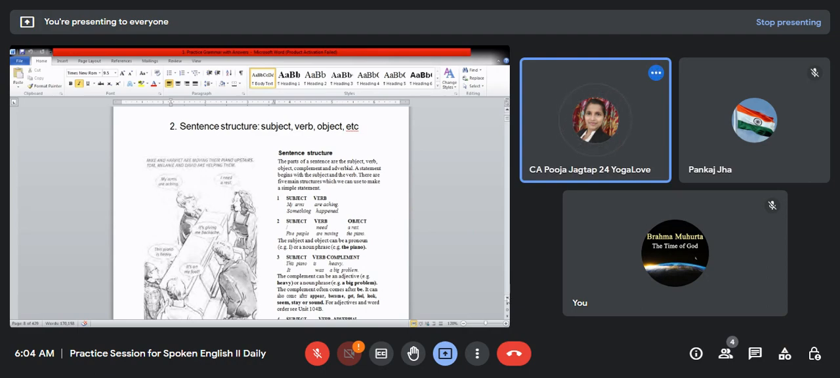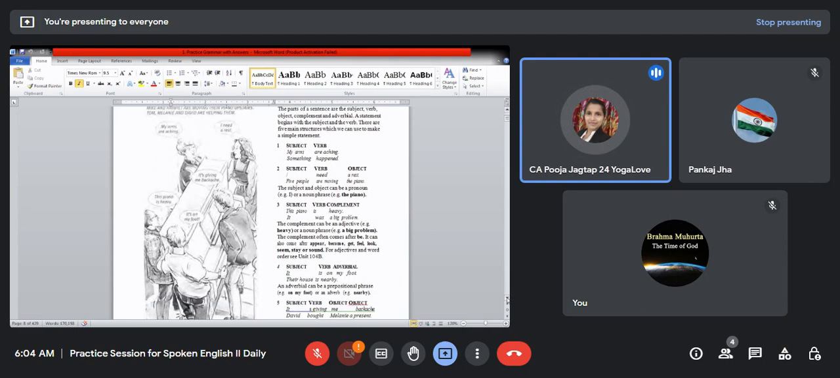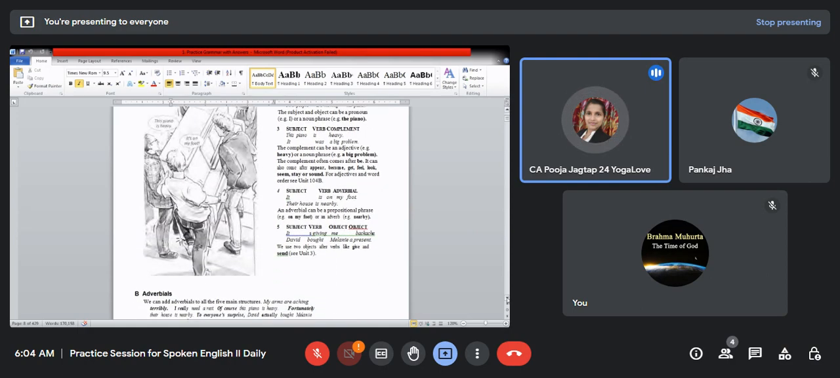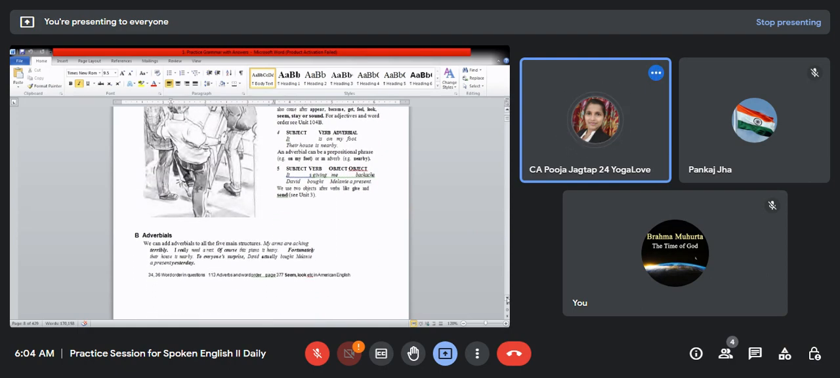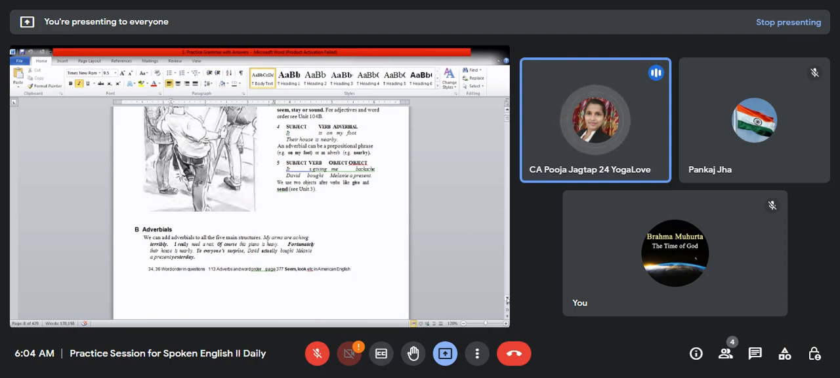It is on my foot. It is the subject, is the verb, on my foot is the adverbial. Their house is nearby. Subject their house, verb is, adverbial nearby.